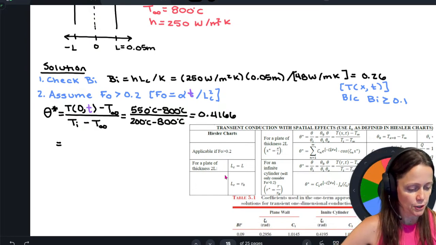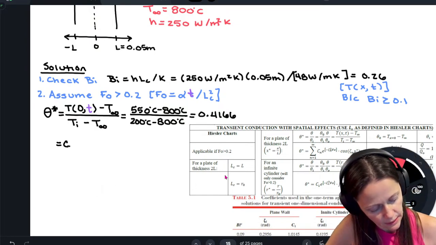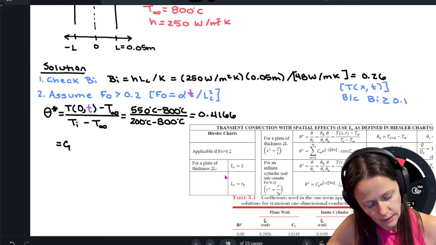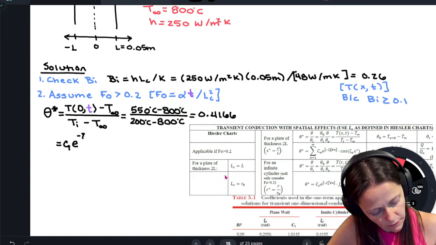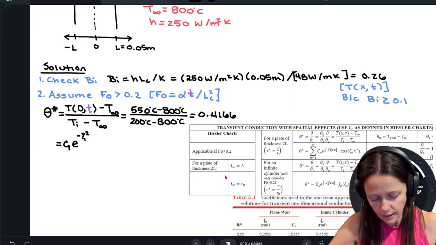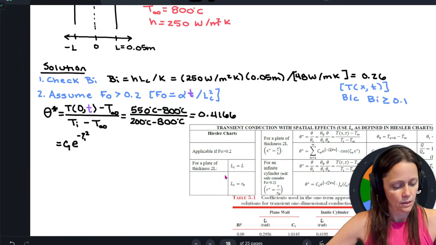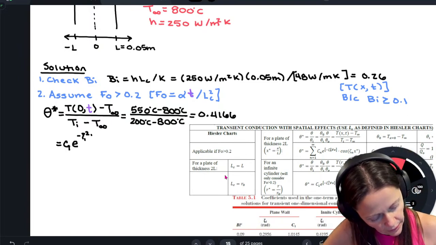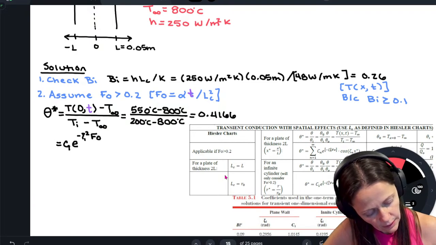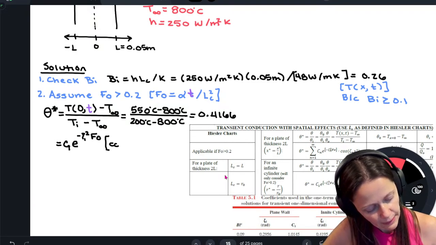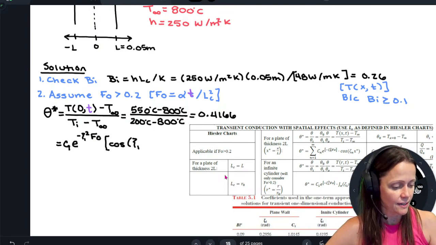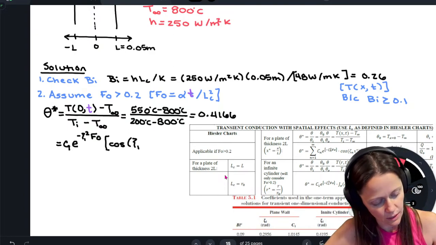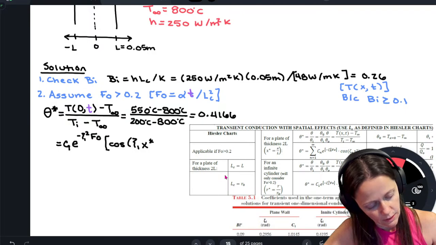So I do need to figure out, I'll write it down, it's going to be C1 times e to the negative zeta 1 squared times our Fourier number. Okay, and then I'll have my cosine times our zeta 1 times that x star.